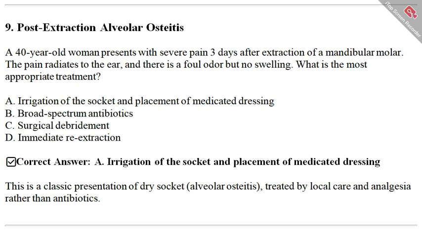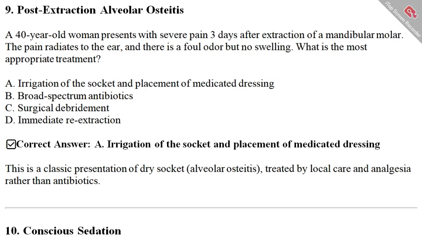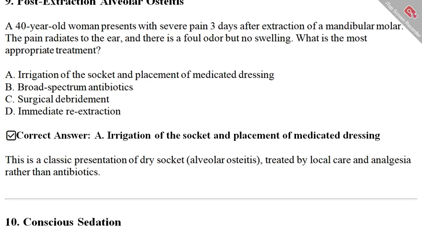So in this scenario, the correct option is option A, irrigation of the socket and placement of medicated dressing. This is a classic presentation of dry socket. Dry socket, which is called alveolar osteitis, is treated by local care and analgesia rather than antibiotics.